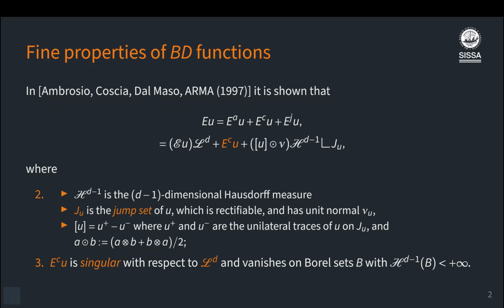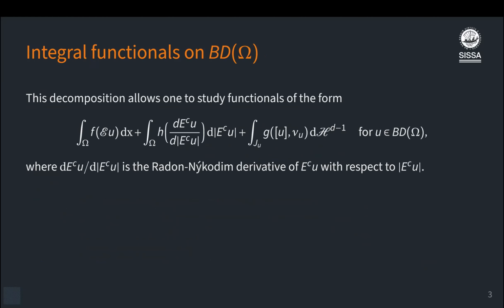Good. Once one has this decomposition, you can start doing a bit of calculus of variations. And for instance, you may study integral functionals which are tailored to this decomposition. So here, for instance, we have a bulk term depending on the absolutely continuous part, a surface term depending on the jump part, and then we have a term depending on the Cantor part. Here, this denotes the Radon-Nikodym derivative of the measure Eu with respect to its total variation. So it's going to be a unit vector.